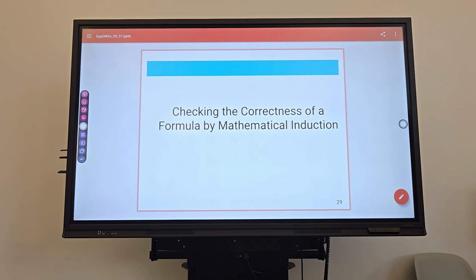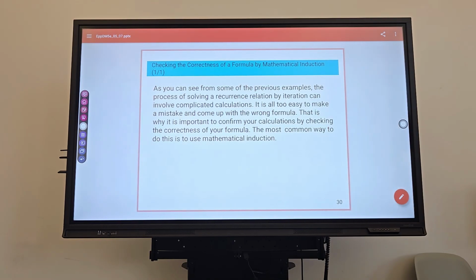Now, checking the correctness of a formula by mathematical induction. As you can see from the two previous examples, the process of solving a recurrence relation by iteration can involve complicated calculations. It is all too easy to make a mistake and come up with the wrong formula. That is why it is important to confirm your calculations by checking the correctness of your formula. The most common way to do this is to use mathematical induction.